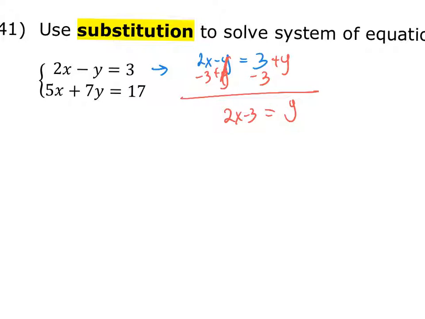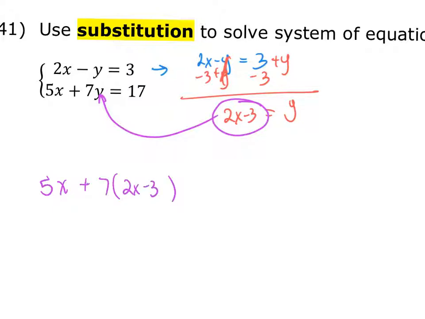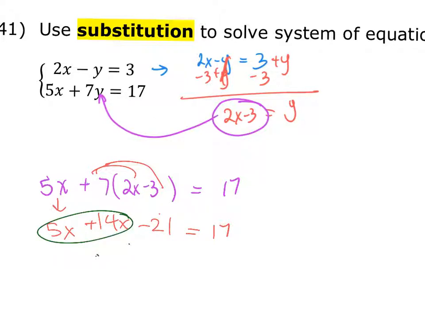Then what we do is we plug in that 2x minus 3 into this guy's y. Remember, we solved for this one, so we're going to plug it into the other one. And then you distribute, exactly. So it's 5x plus 7 times y, which is 2x minus 3, equals 17. Distribute the 7. You get 14x minus 21. Rewrite. Equals 17. Combine like terms, remember? 14x plus 5x is 19x. Minus 21 equals 17.